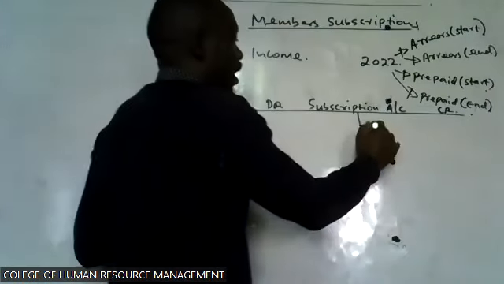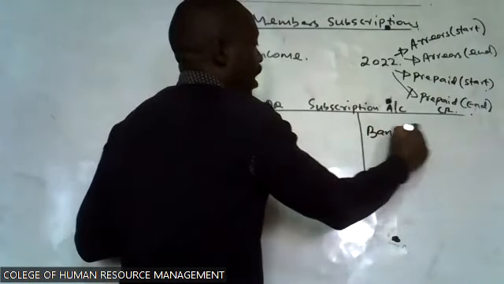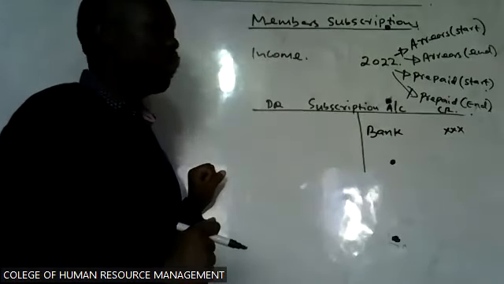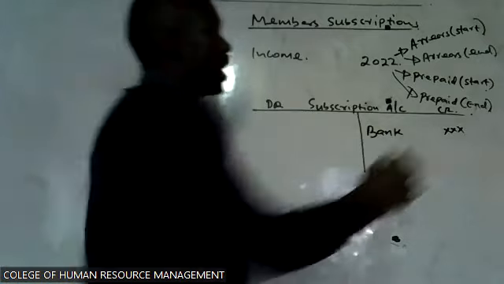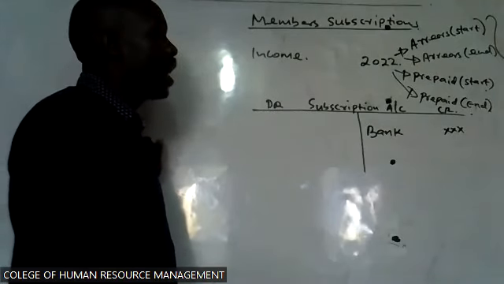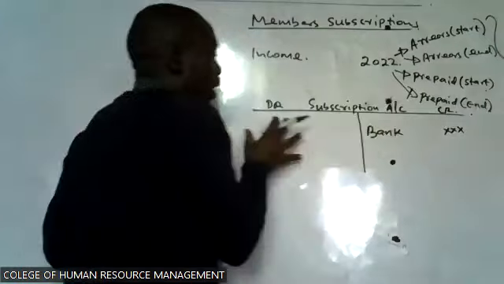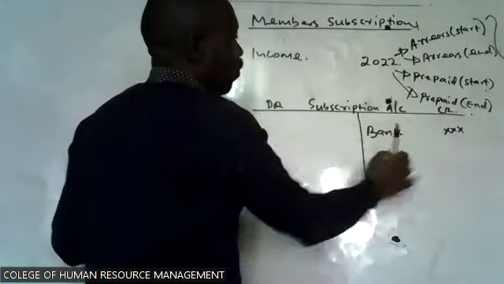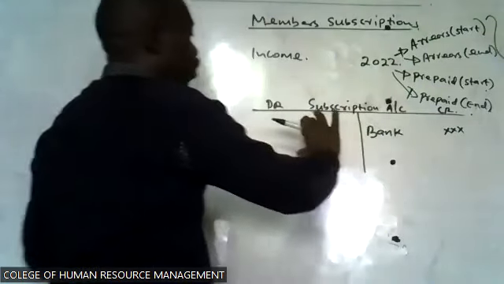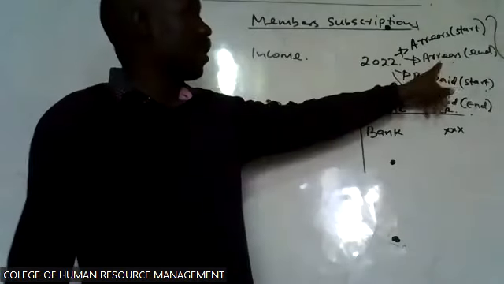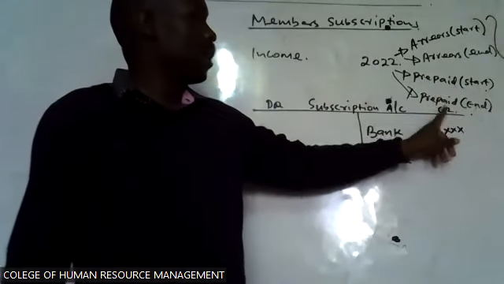So we shall come here and record that money as bank, a certain amount as given in the question. Then you are going to make an adjustment for these 4 items. Those 4 items must be adjusted, either we credit or we debit. Now here, of these 4 items, 2 of them are supposed to be on the credit, 2 of them on the debit. Arrears at start, arrears at end. Prepaid at start, prepaid at end.